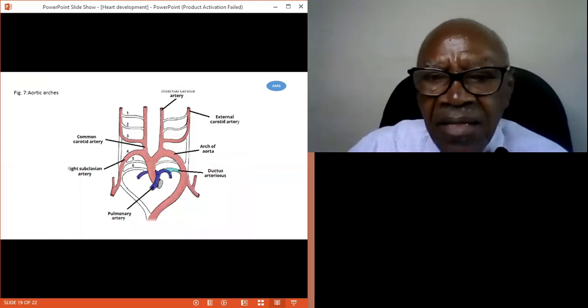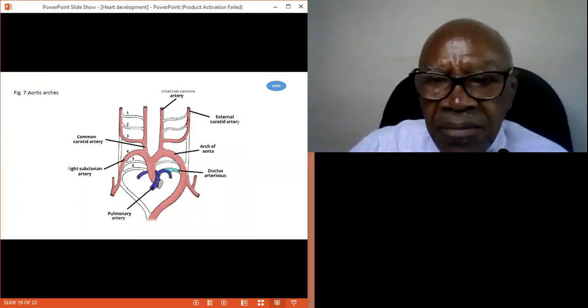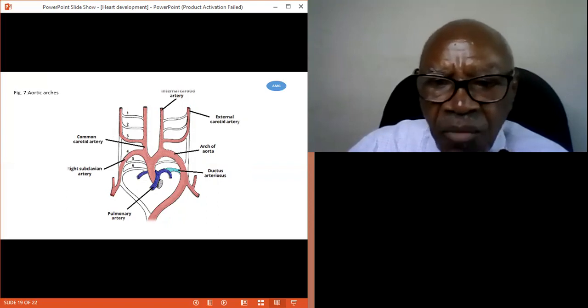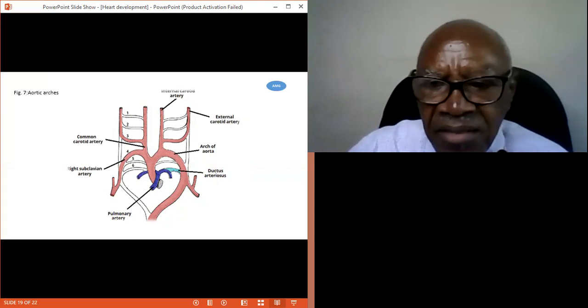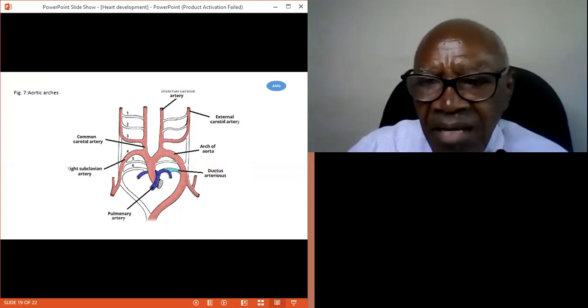Slide 7 shows the aortic arches. You can see the common carotid artery, the right subclavian artery, the ductus arteriosus, the arch of the aorta, external carotid.